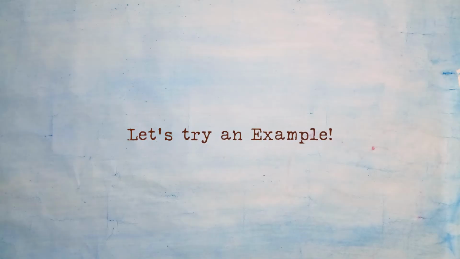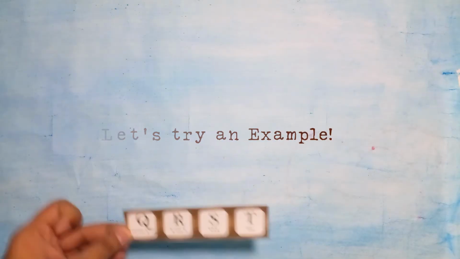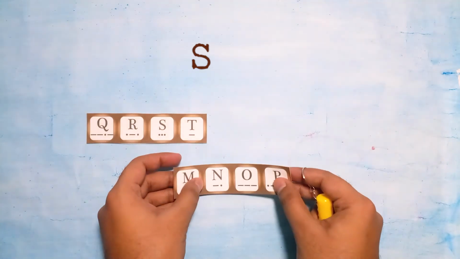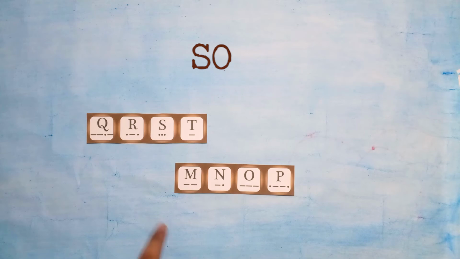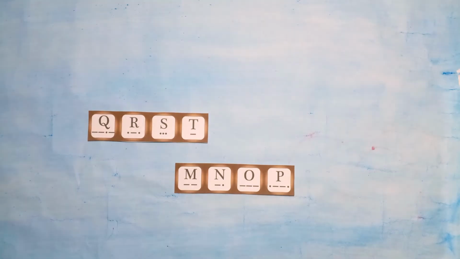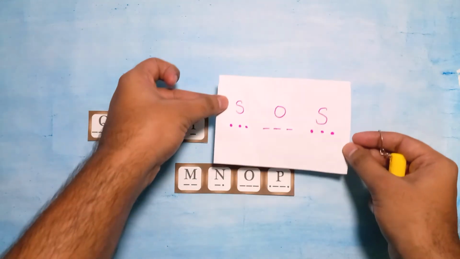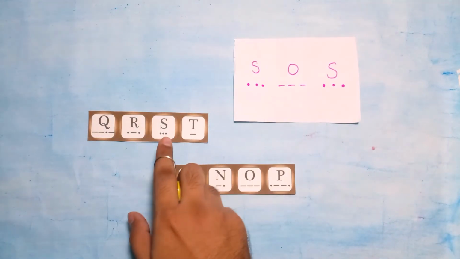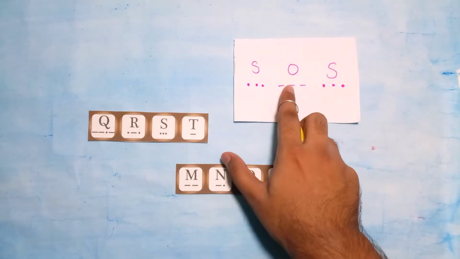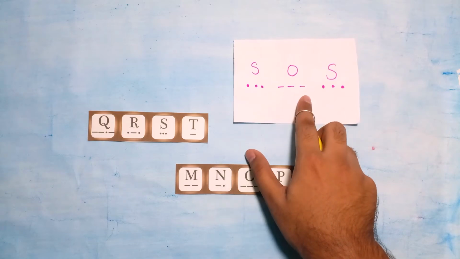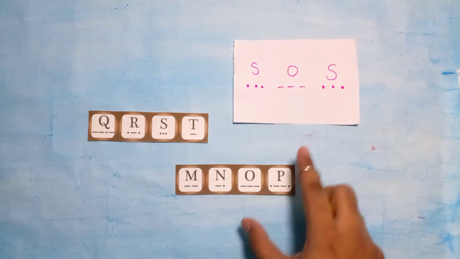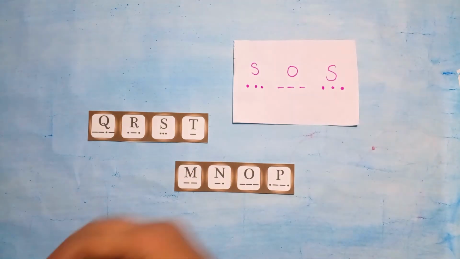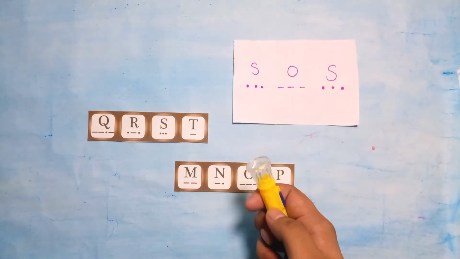For example, let's say we need to represent S, O and S. That means it looks like this. S means dot dot dot. O means dash dash dash. S means dot dot dot. Now let's use our flashlight and create a message.